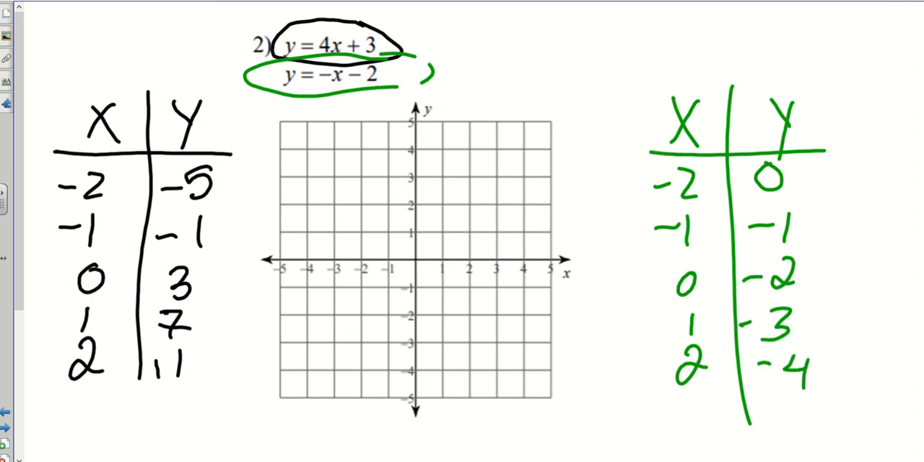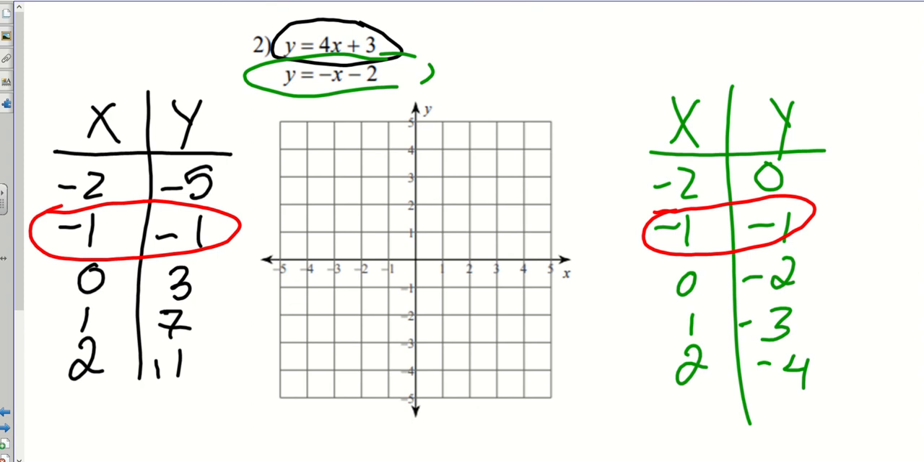So just looking at my tables right now, at the point (-1, -1), it is true in both equations. So the solution to this system will be (-1, -1).